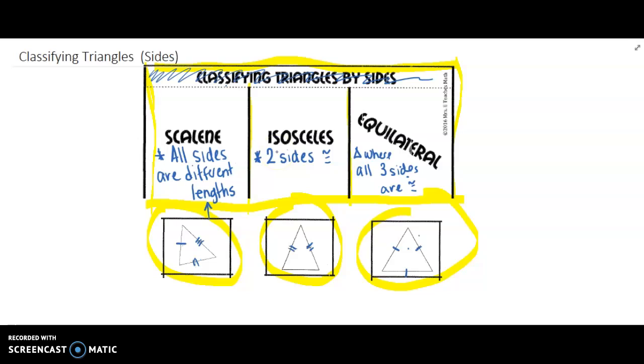All right, now when you paste this in, make sure you paste this pretty close to the top of the page because we're going to do the classifying by angles below it, and then we're also going to do one more thing below it. So there's going to be like 3 things here, here, and here. So make sure you start this close to the top of your page.